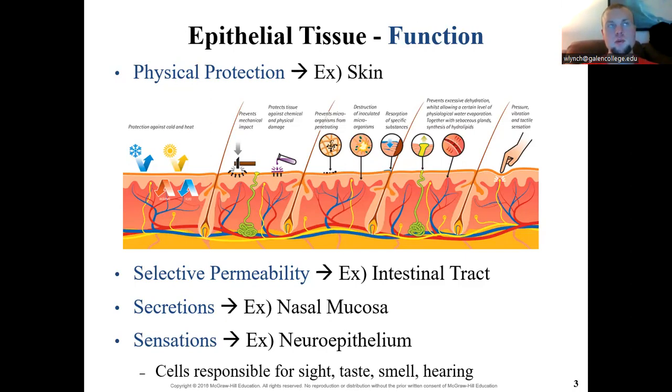Secretions, if we are opening up to a space, we have secretions from glands such as sweat. We have secretions from other glands such as the thyroid or other endocrine glands. And we also have sensation. So we're going to have a neuroepithelial lining. This is going to be in regions for specialized senses such as sight, smell, and hearing.